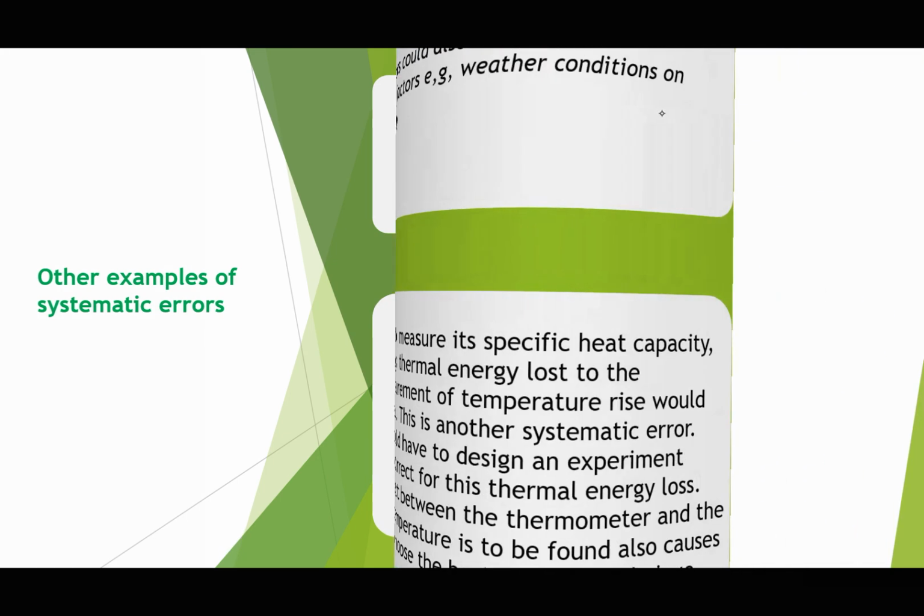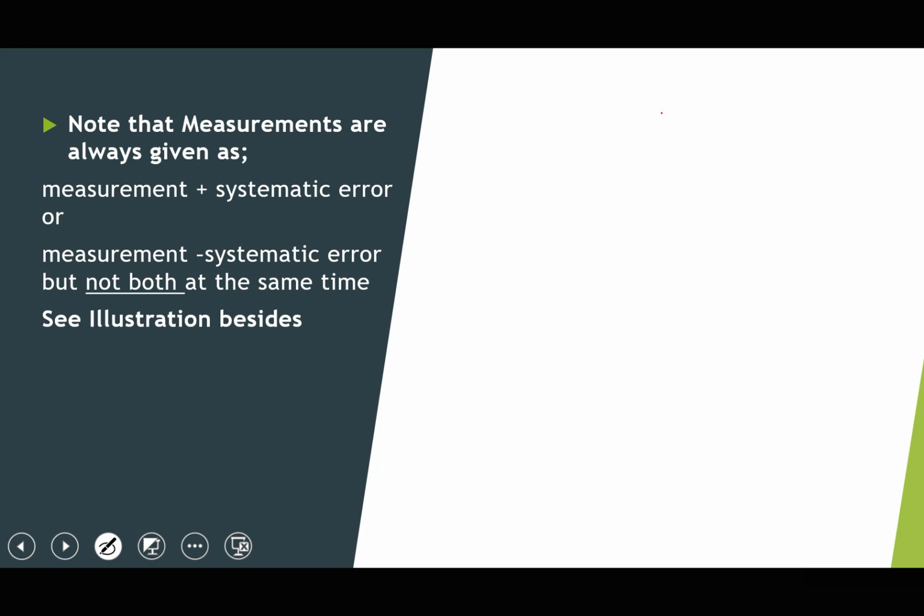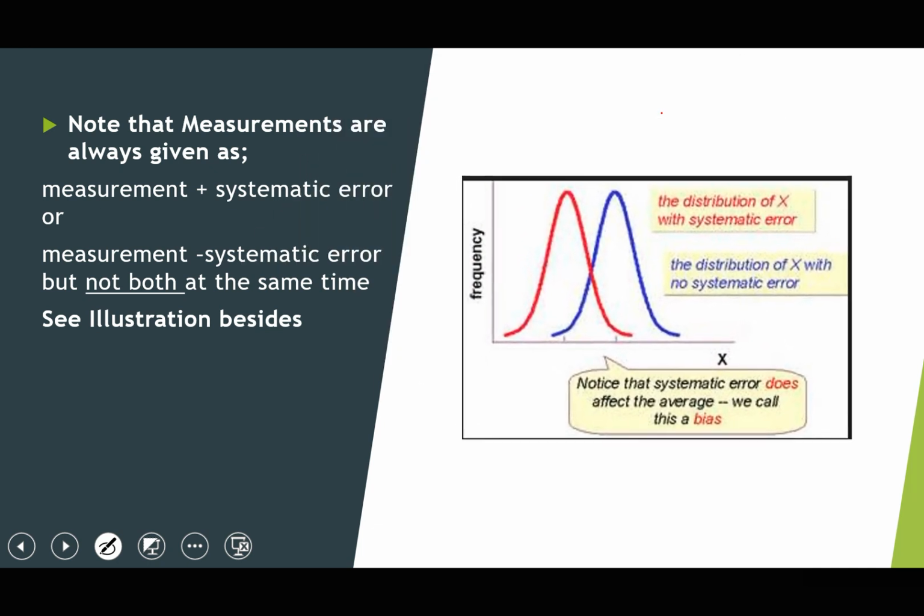So a systematic error, in summary, will always make values to be either above or below the true value, but not at the same time. So normally measurement is given plus the error or a measurement is given minus the error, not both at the same time, because the systematic error makes all readings to deviate in one direction. So here I have a distribution graphs. We have in red, we have distribution of x when there is a systematic error, and in blue we have distribution of x with no systematic error.